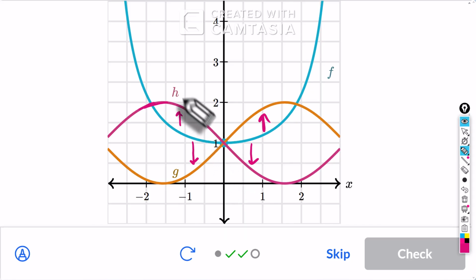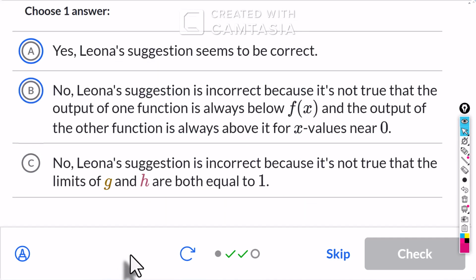Like I said, one function has to be almost always above and the other one almost always below, at least around the points where you're approaching x equals 0 or whatever limit you're using. So this one's no good. Answer B, it's not true that the output of one function is always below and the output of the other function is always above.